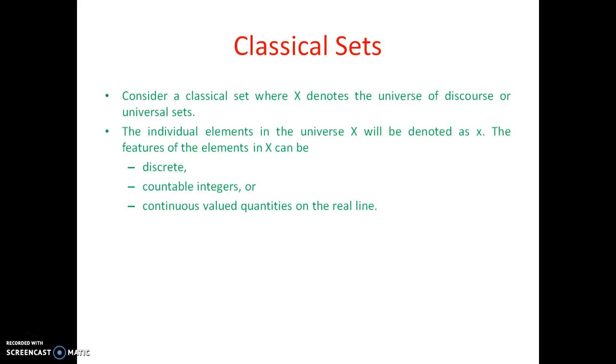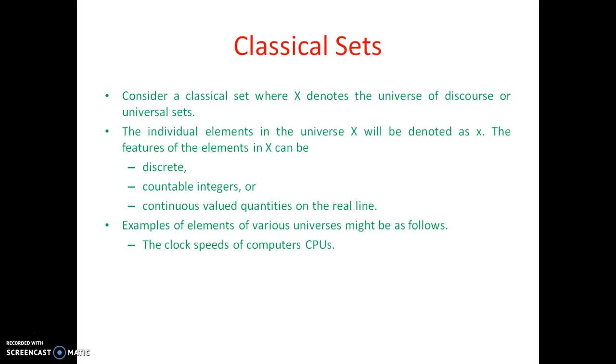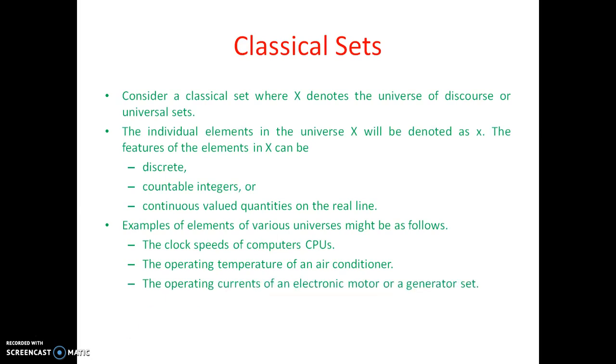And what are examples of various elements in the universe of discourse? The examples may be the clock speeds of computer CPUs. What is the clock speed of computer CPUs? Maybe the speeds may vary. Next, the operating temperature of an air conditioner. Different temperatures may be there; we can vary the temperature. Those things may be elements of the universe of discourse. And the operating currents of an electronic motor or generator set.